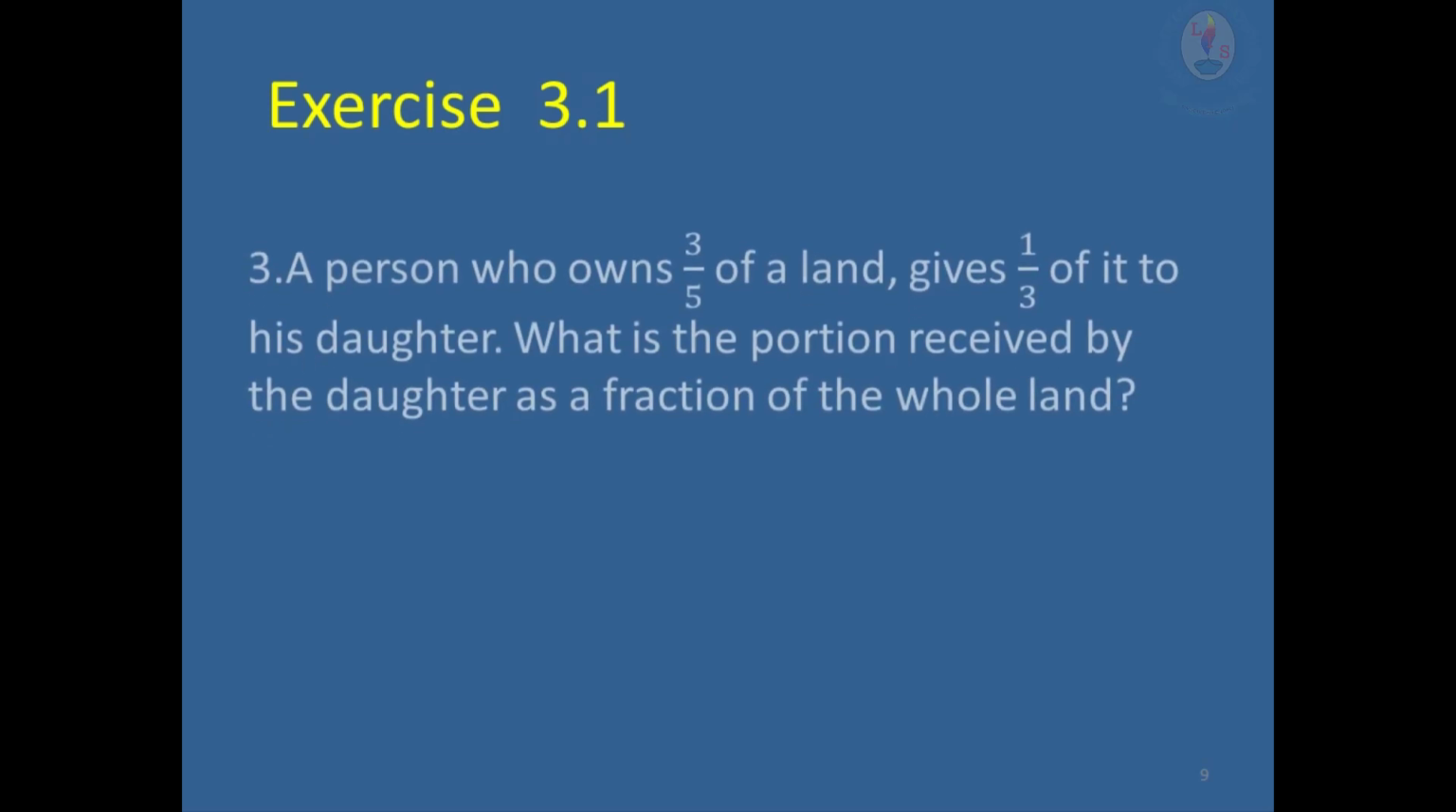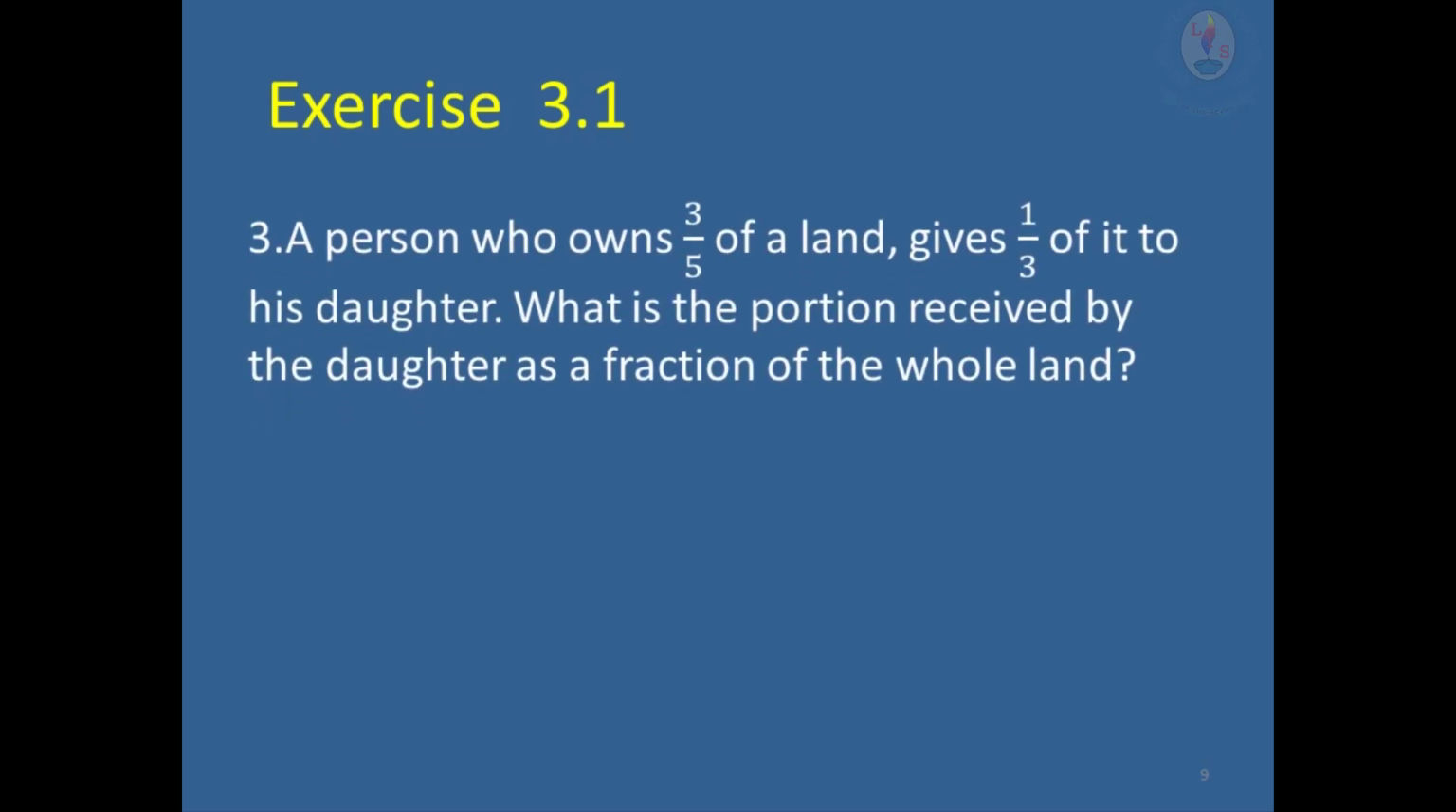Exercise 3.1, question number 3. A person who owns 3/5 of a land gives 1/3 of it to his daughter. What is the portion received by the daughter as a fraction of the whole land? 3/5 of 1/3. We can multiply 3/5 multiplied by 1/3. We can cancel out 3 and 3. Then the answer is 1 over 5. That is 1/5.